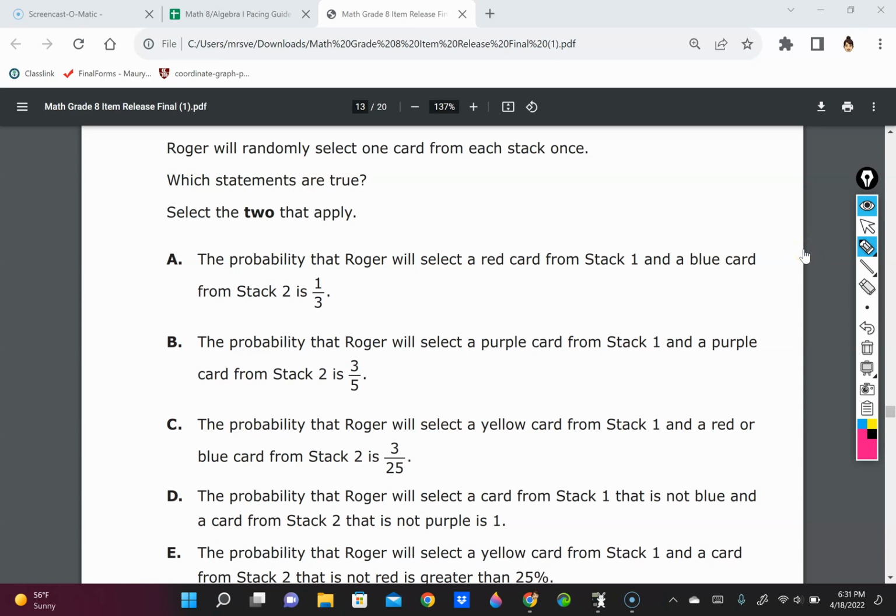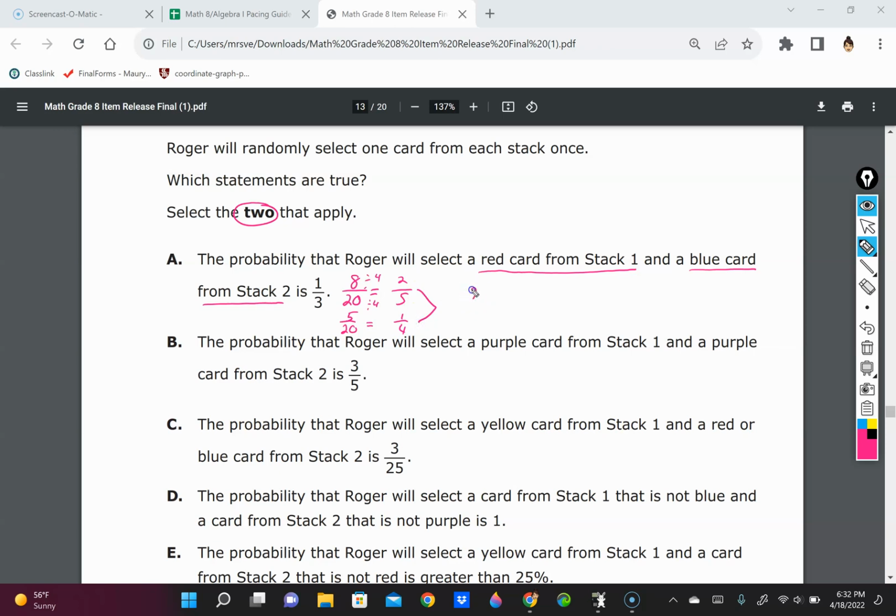Roger will randomly select one card from each stack once. Which statements are true? We need to select 2. So for A, the probability that Roger will select a red card from stack 1, there are 8 red cards out of 20. That fraction reduces down, if we divide by 4, to 2/5. And then a blue card from stack 2. Blue card would be 5 out of 20. And if we reduce that fraction, that gives us 1/4.